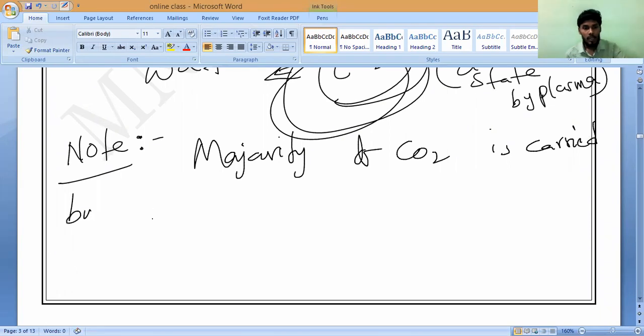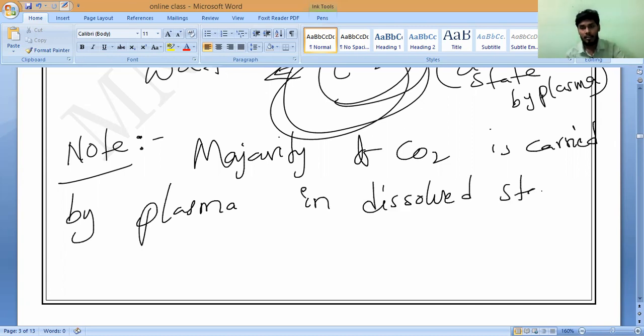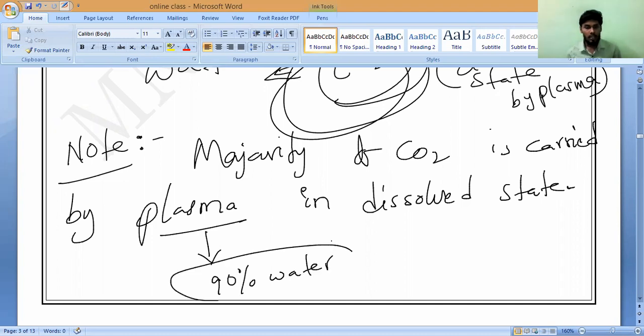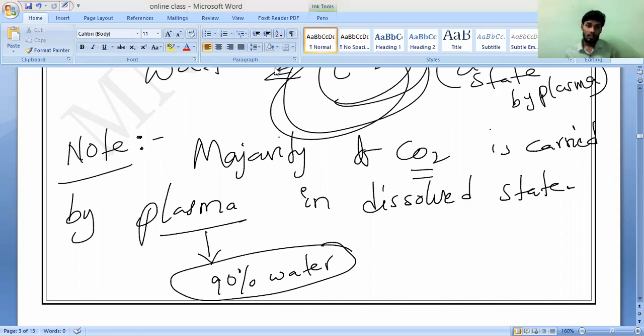Majority of carbon dioxide is carried by plasma in the dissolved state. Dissolved state. Plasma of blood, in dissolved state. Why? Because plasma contains what? Majority of plasma contains 90% water. So in water, carbon dioxide is more dissolved compared to oxygen. So that is why it happens. Do you understand, all of you? Any doubt, please ask me.